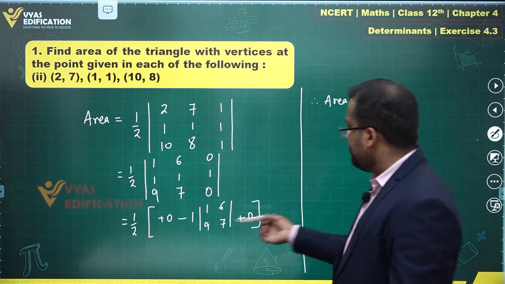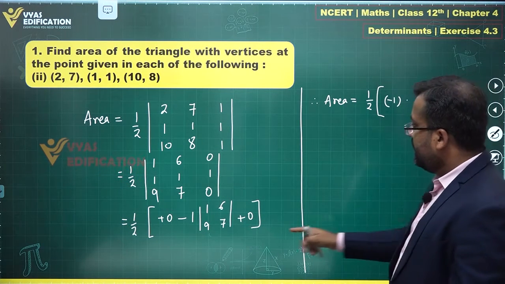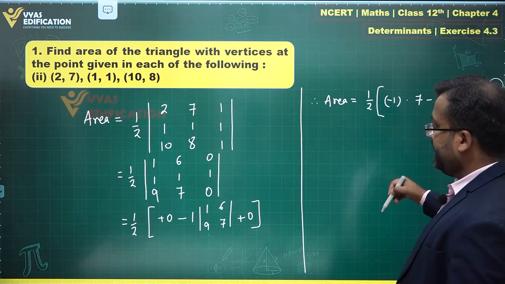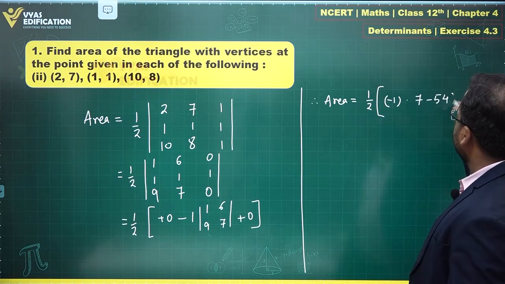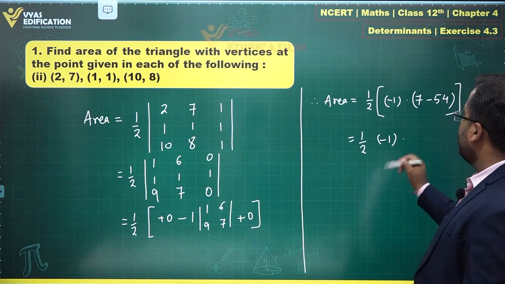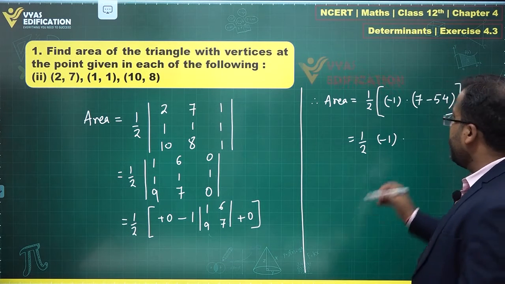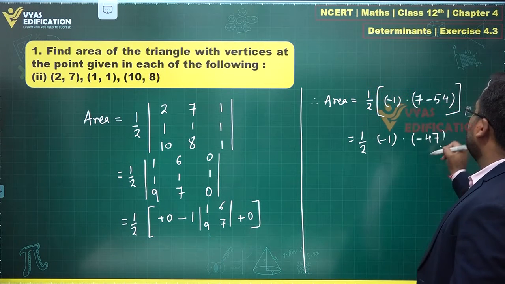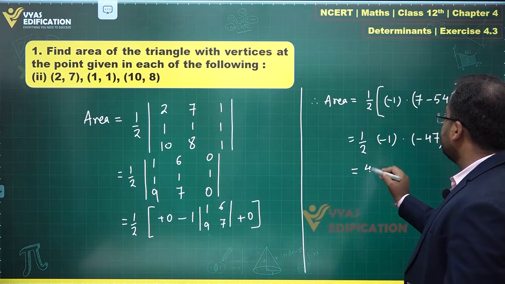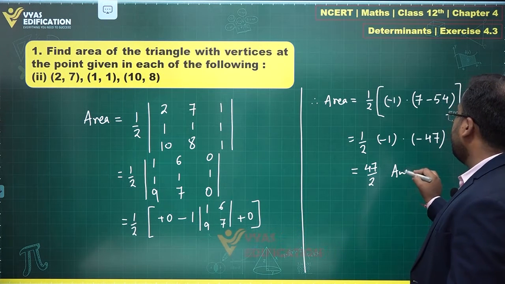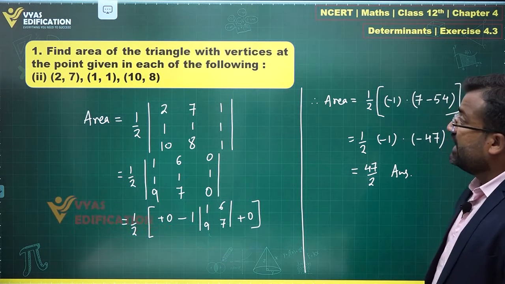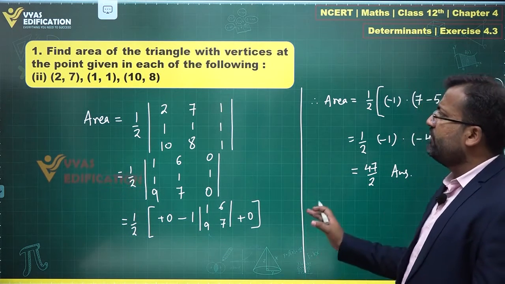This is minus 1 times 7 into 1, 9 into 6. Okay. 7 minus 9 times 6 is 54. 7 minus 54 is what I get. 1 by 2 is okay. Minus 1 is okay. And then you have 7 minus 54, which is minus 47. This is what you get. Minus 47. And this will give me actually 47 by 2. That's the area that we get. That's my final answer for this question, as you can clearly see over here. Is that all? Yes, that's all for this question.